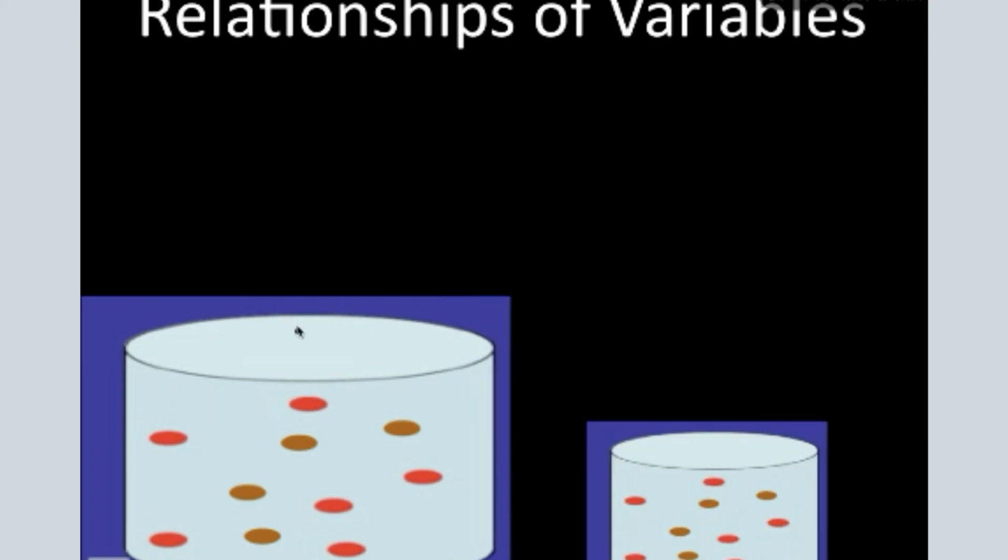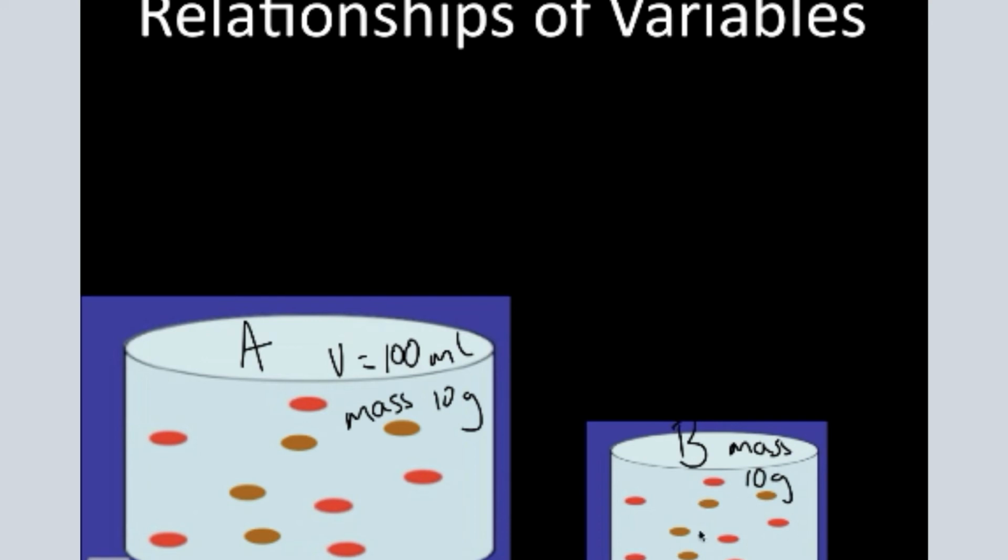Here we have our same examples again. So here's container A and here's container B. Change something this time. Container A has a volume of 100 milliliters, and it has a mass of 10 grams. Again, 10 little dots. Container B has a mass of 10 grams. But look at the volume. It's about half. So I'm just going to call that volume 50 milliliters. About half.